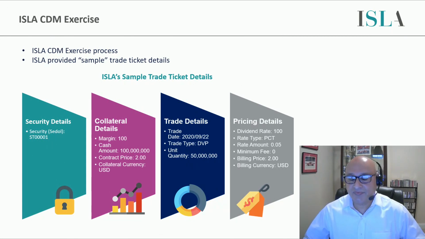Now, to facilitate this demo, ISLA shared the details of a sample trade ticket with us. You can see the parameters of that shared trade ticket here. We generated a shared trade ticket in NGT output protocol using these parameters. This trade ticket outlines a cash delivery versus payment, or DVP, trade. It's one of the simpler securities lending use cases, but it demonstrates a successful, complete end-to-end example of the CDM mapping through the integration services.